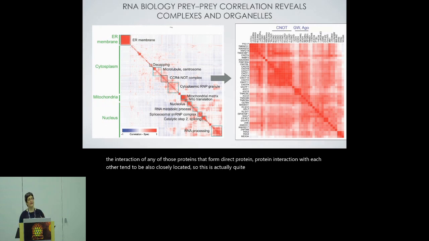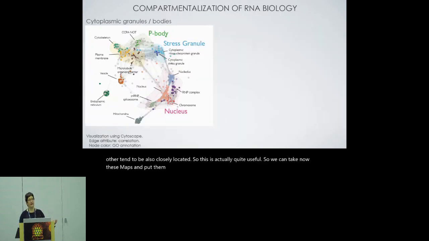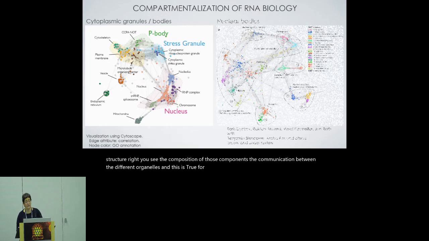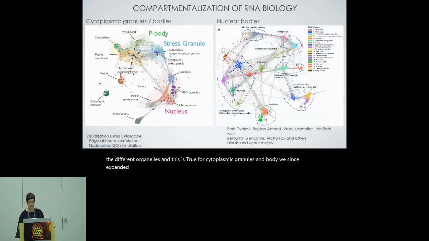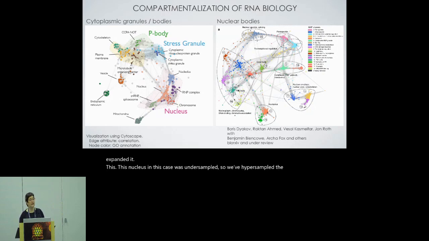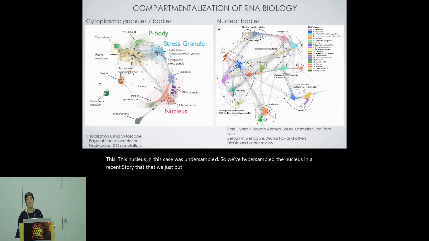So we can take these maps and put them back onto a Cytoscape network. And now what you see is really the structure, right? You see the composition of those components, the communication between the different organelles. And this is true for cytoplasmic granules and P-bodies. We have since expanded it. The nucleus in this case was undersampled, so we've hyper-sampled the nucleus in a recent story that we just put on bioRxiv last week, for people that are interested. All right, so that's worked really well for membraneless RNA-containing structures. How about the rest of the cell?